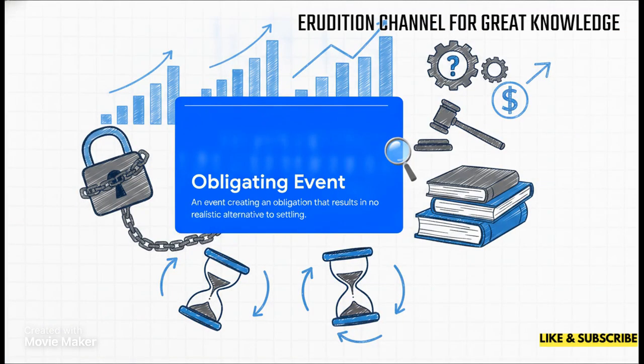And going one layer deeper, what actually triggers that liability? That would be the obligating event. This is the specific event that creates a legal or constructive obligation, which results in the entity having absolutely no realistic alternative but to settle it. Basically, it's the moment the company is backed into a corner and legally or ethically just has to pay up.